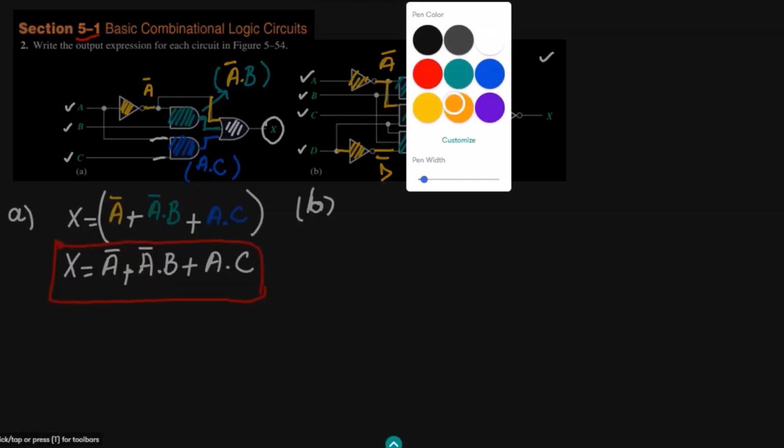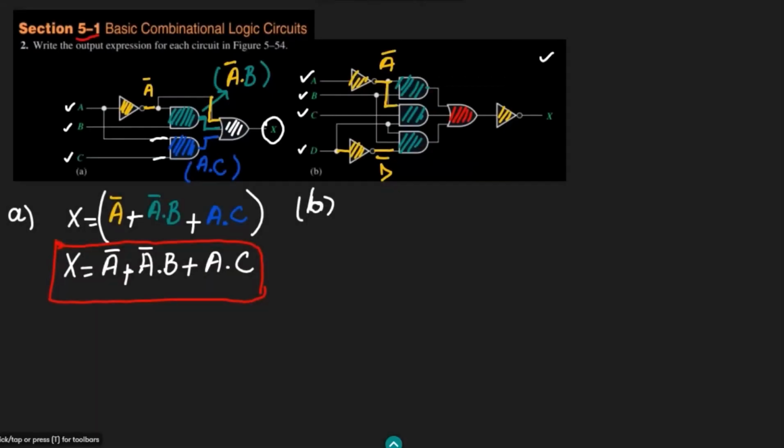Okay, so at the output of this gate, and this gate, what are the signals which we have? Here we can see that two inputs are applied. The first is the A complement, the second one is B, and this is the AND gate. So A complement dot B is the output here.